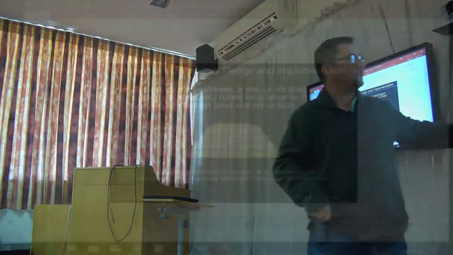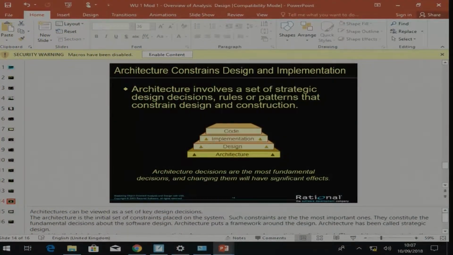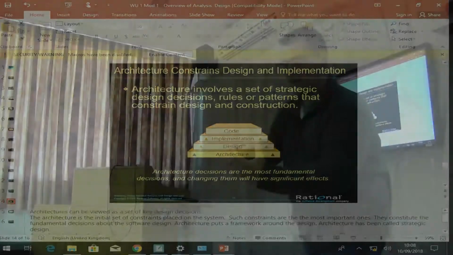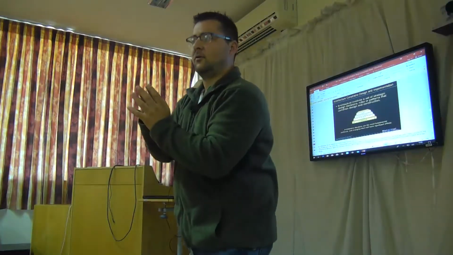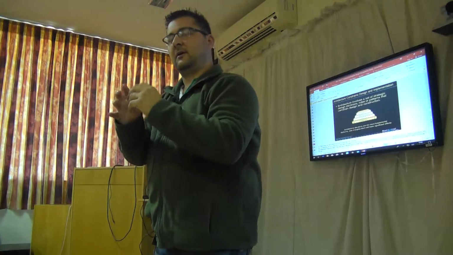So then they mentioned to us that your architecture underpins the whole design, implementation and coding process. So that's why they say to us that your architecture is the biggest area of this. Because if your architecture changes, it is going to have an effect on your design, on the implementation, and finally on the coding.